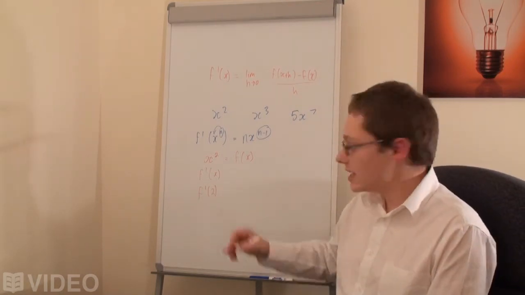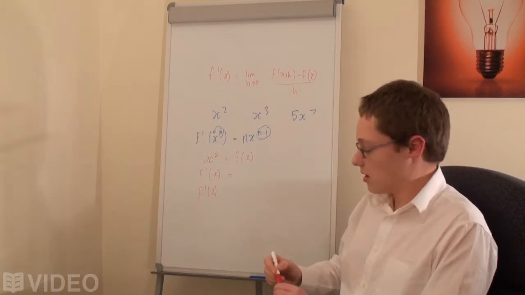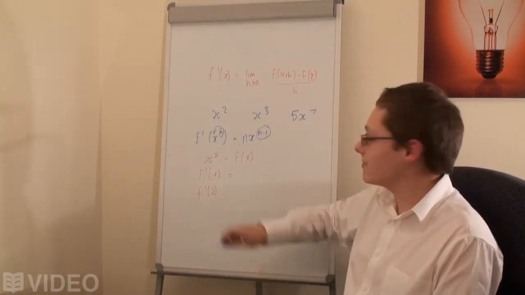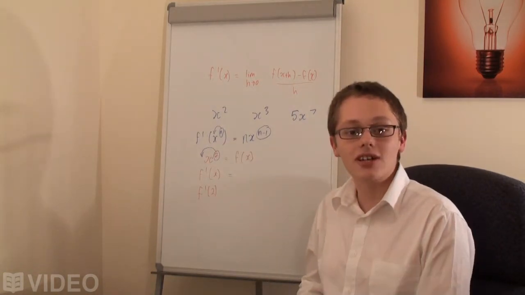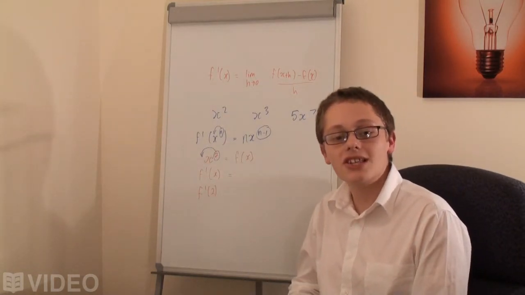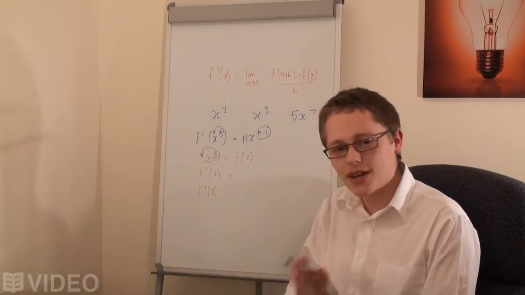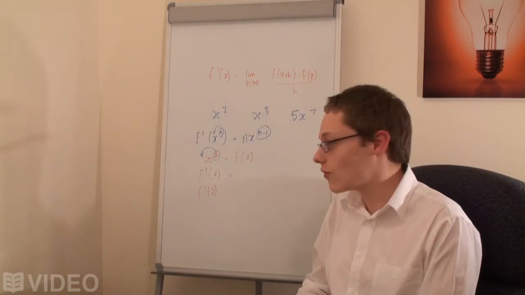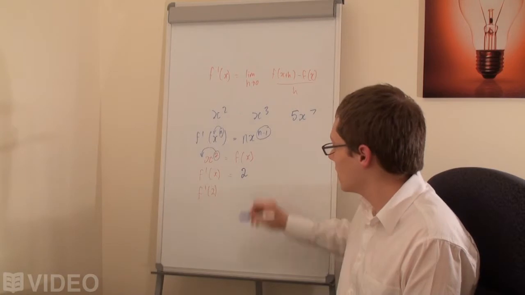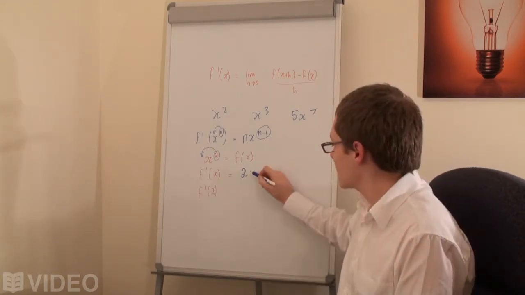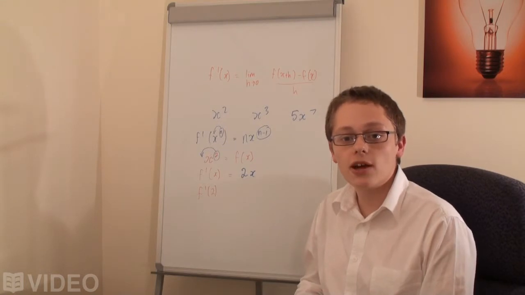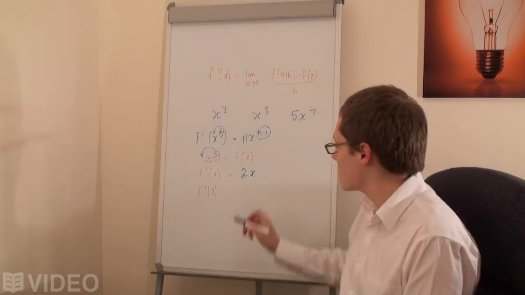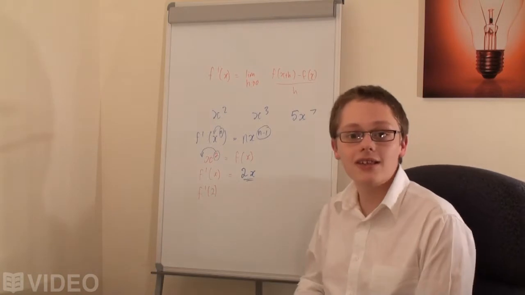Well, it's simple. We bring this power down and multiply it by the coefficient. The coefficient in this case is 1, and anything times by 1 is itself. Then we just have x, and we subtract 1 from the power. 2 take 1 is equal to 1. So our answer is just 2x.